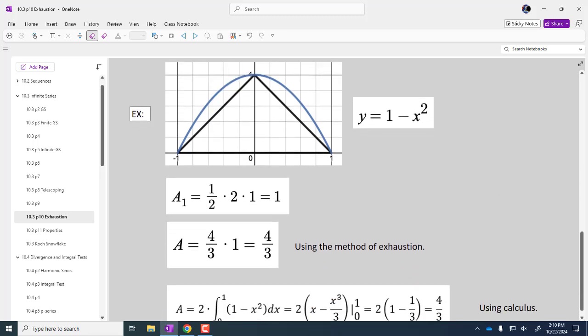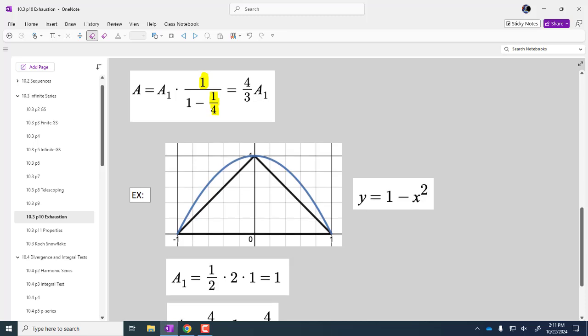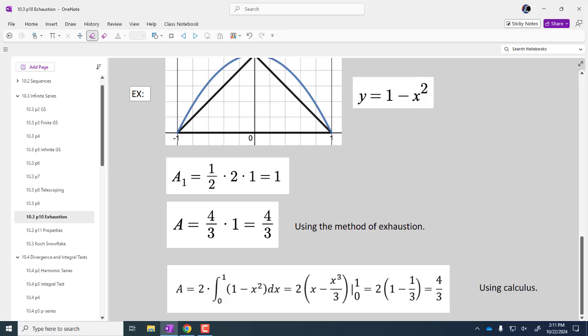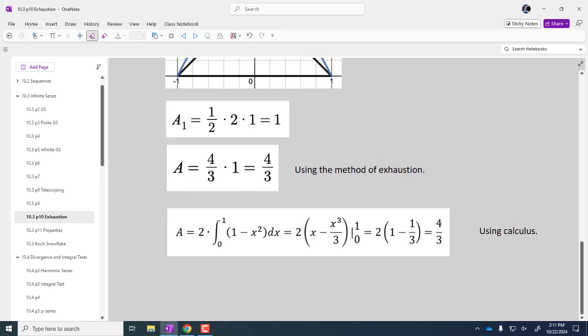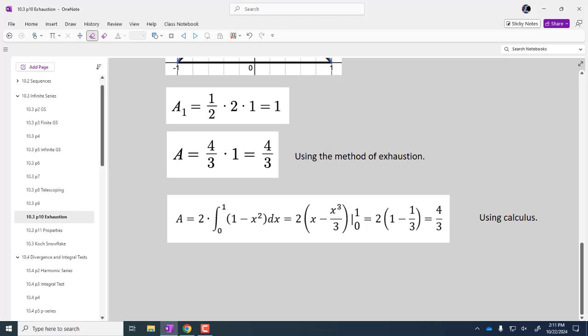So for example, let's take a look at 1 minus x squared, simple parabola. If we inscribe this triangle right here, the area of this triangle is half the base times the height, so the area of that triangle is 1. And then if we plug in 1 right here, for A sub 1, we get that the area of the parabola is 4/3. All we did was plug in the area of the first triangle, and we get the total area. If we use calculus, we just integrate that, and we get 4/3.